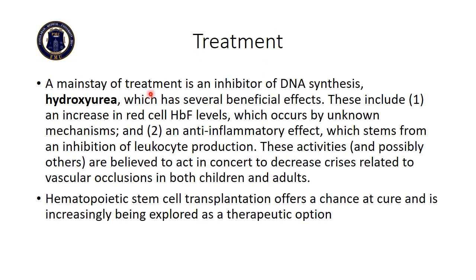Treatment. A mainstay of treatment is an inhibitor of DNA synthesis. The drug is known as hydroxyurea. It has several beneficial effects. First, it will increase the red cell fetal hemoglobin levels, and the second one is an anti-inflammatory effect. These activities are believed to act in concert to decrease crises related to vascular occlusion in both children and adults. Hematopoietic stem cell transplantation offers a chance at cure, and it is increasingly being explored as a therapeutic option.